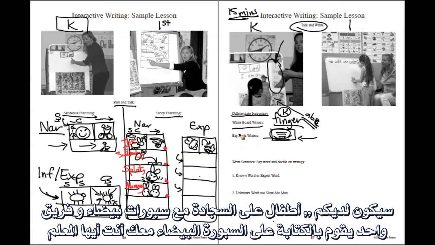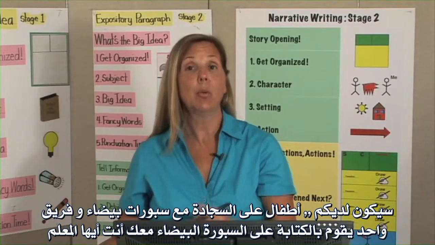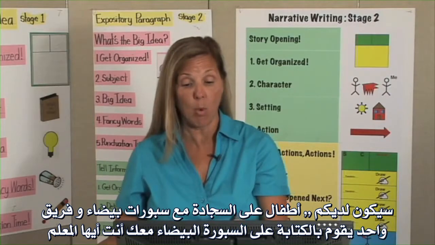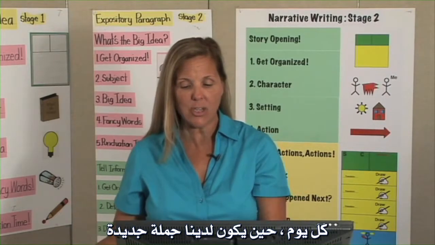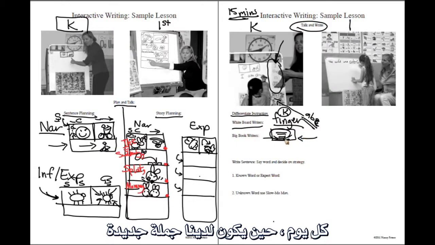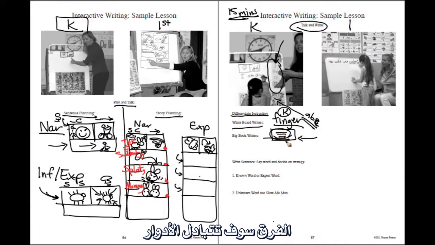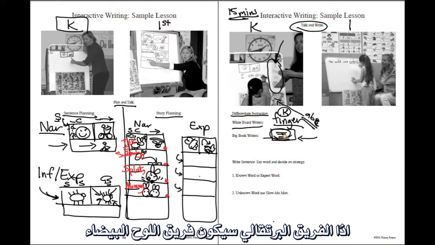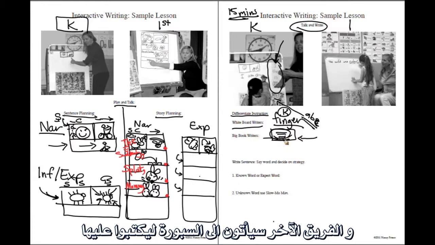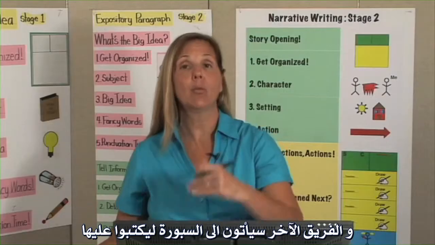So you'll have kids on the carpet with whiteboards, and then you'll have one team that will just be writing up on the whiteboard with you, the teacher. Each day, when it's a new sentence, the teams rotate. So now the orange team would be a whiteboard team, and then the next group that was behind them would come up and write up on the whiteboard.